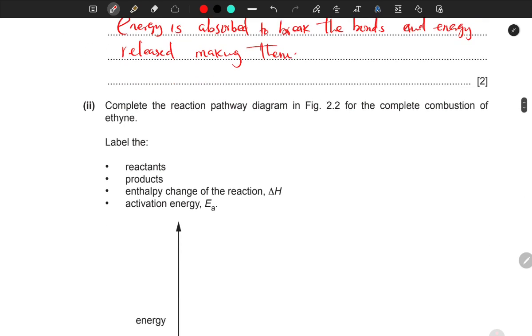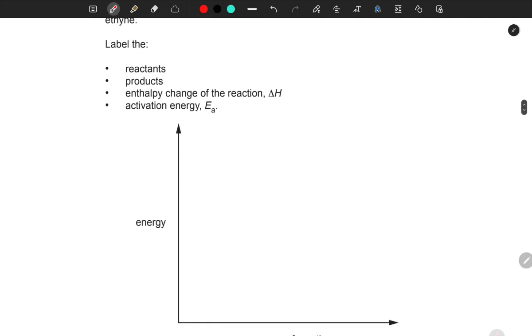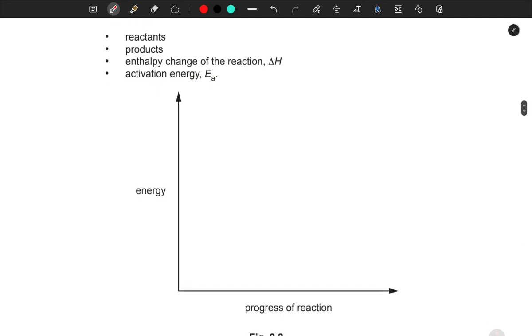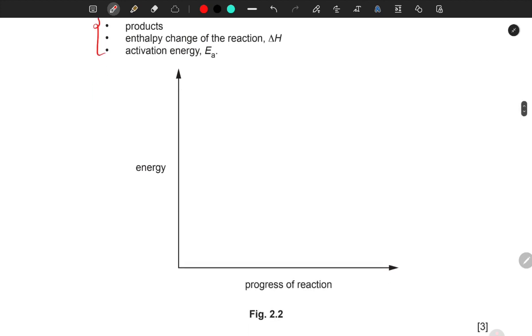Complete the reaction path diagram in figure 2.4 for the complete combustion of ethane. Now, because the reaction is exothermic, what does the energy profile diagram look like? Well, you just have to know this one by heart. They're saying we need to label these on our diagram: reactants, product, enthalpy change, activation energy. For an exothermic reaction, please take note.